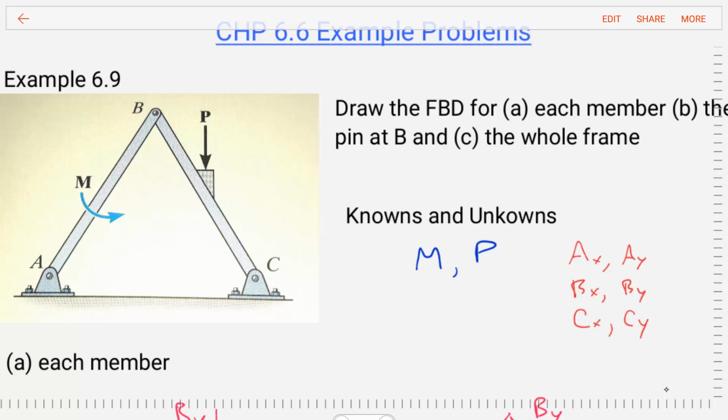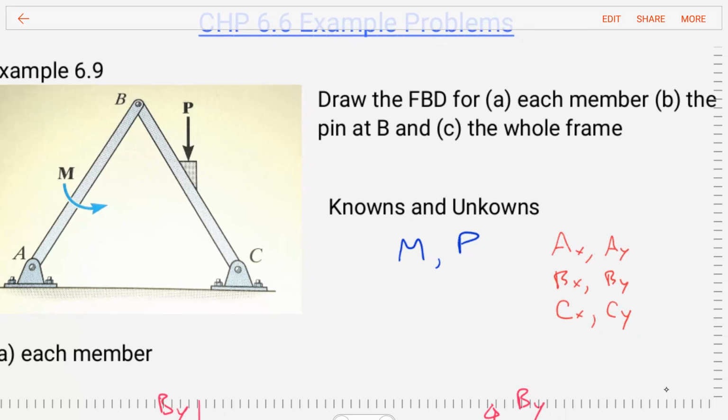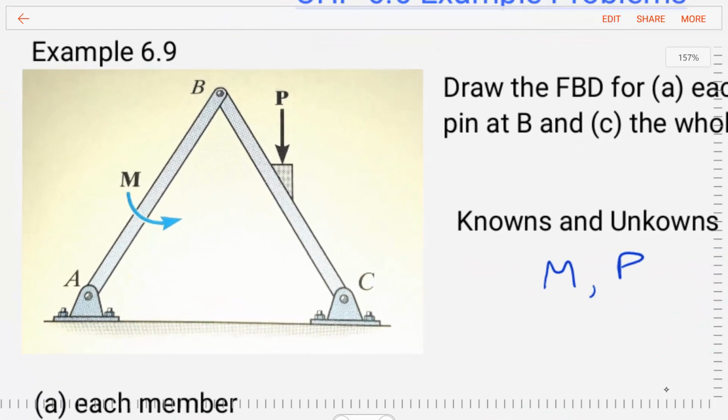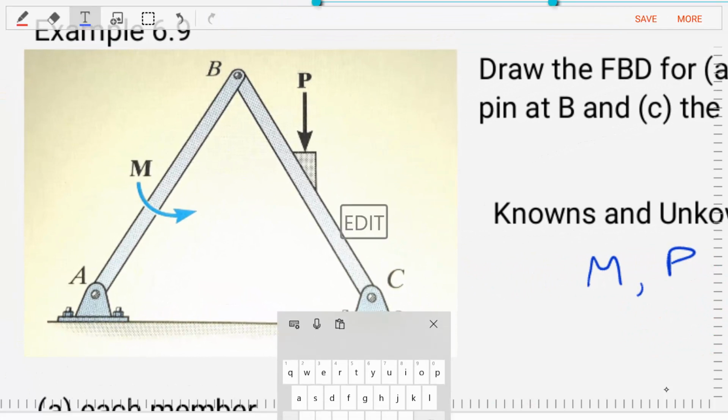With frames and machines, often we're asked to draw free body diagrams and to break up those frames and machines into multiple free body diagrams. And that's what we're going to do here. We're asked to draw the free body diagram for each member, for a pin connection, and for the whole frame that's given. Now let's look at this frame that we're given.